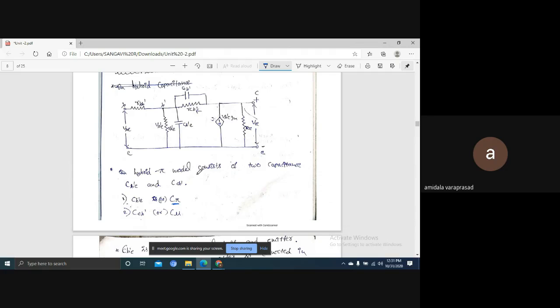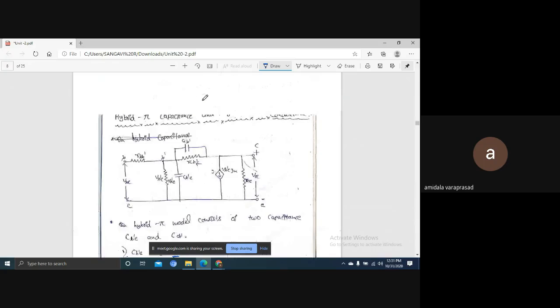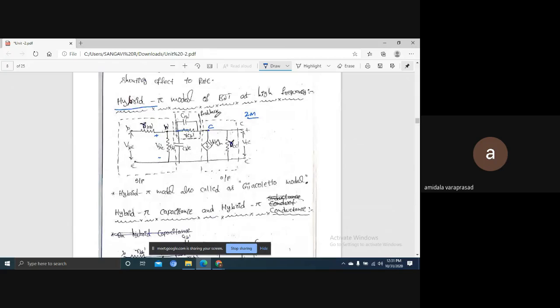Why is it called a pi model? If you observe the hybrid pi model, this setup looks like a pi. Why am I concentrating on this setup? Because this is a feedback. Feedback is nothing but the output is connected to the input.